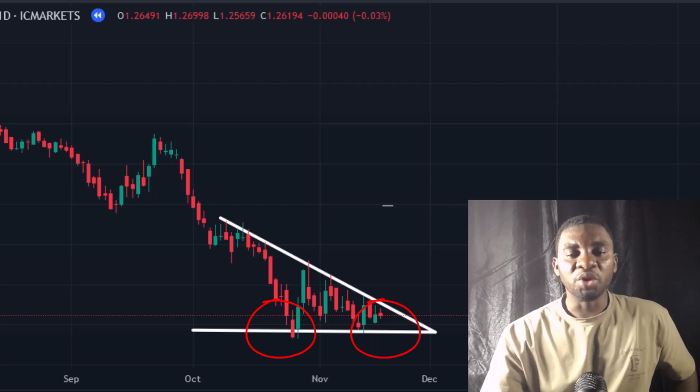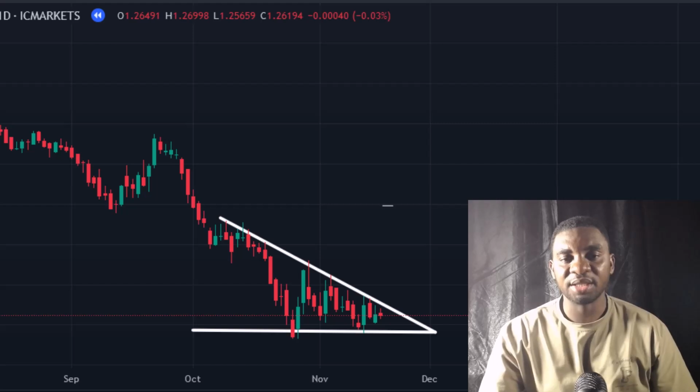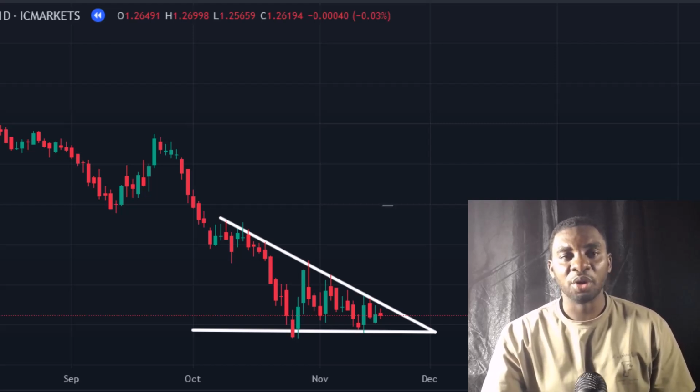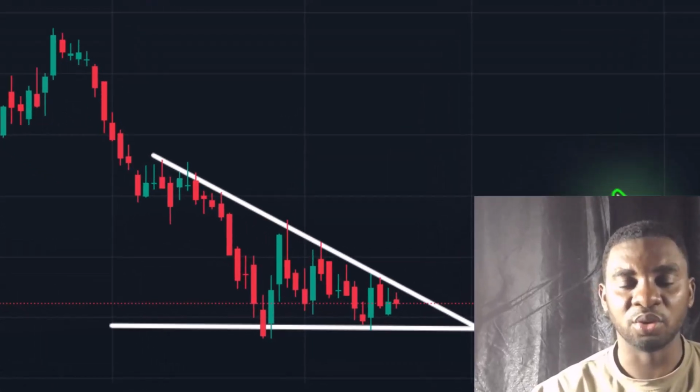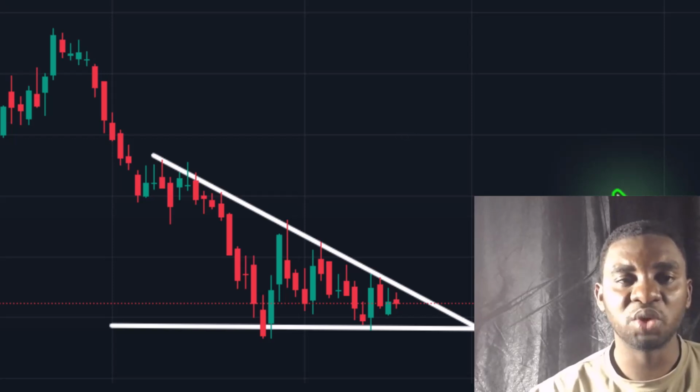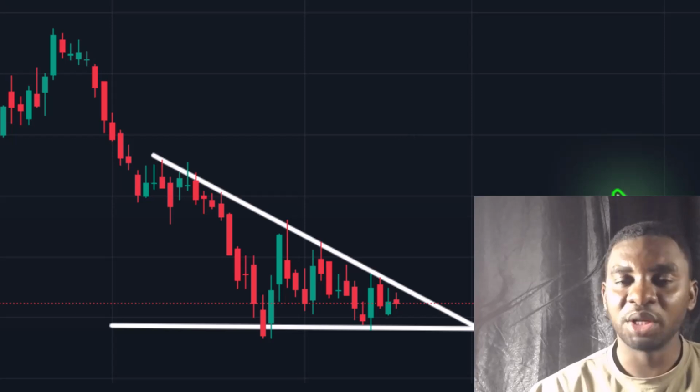So where would this price head to after this descending triangular formation? Where would price go to? I want you to tell me in the comment section. I'll pause the video at this level and tell me where price will head to. Okay, if you are not so sure, hold on for now. Let's watch out for the two candles that will show up. Then you tell me where the price will head.